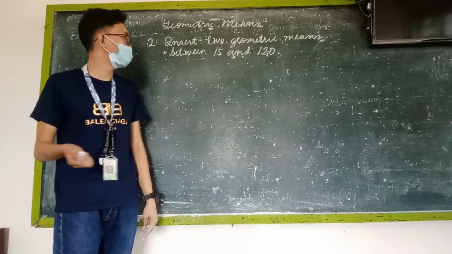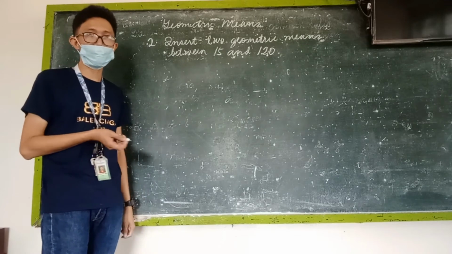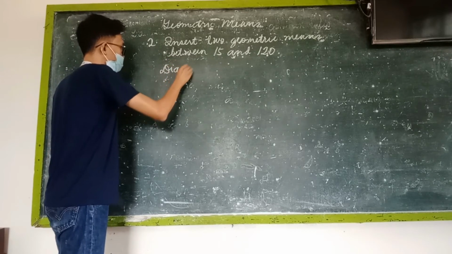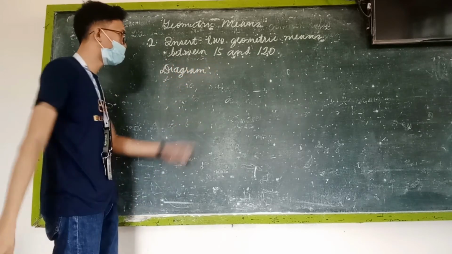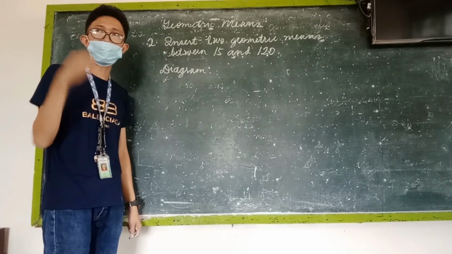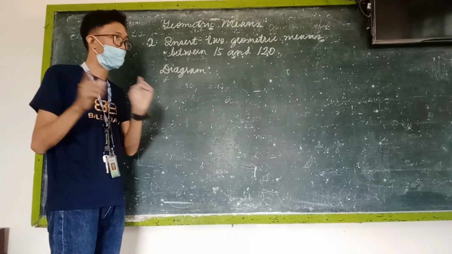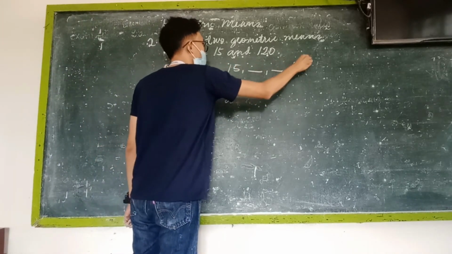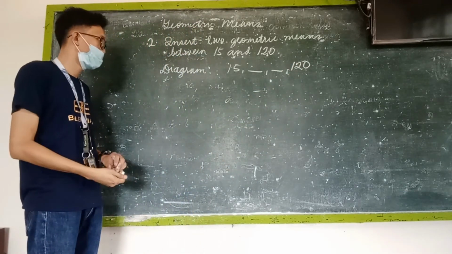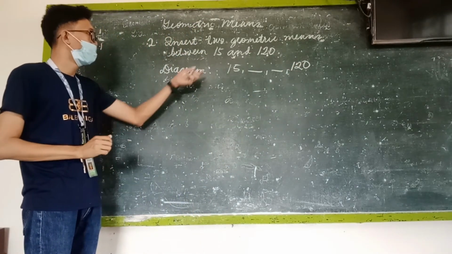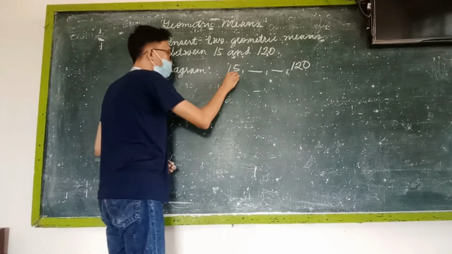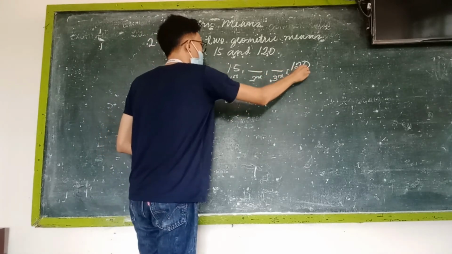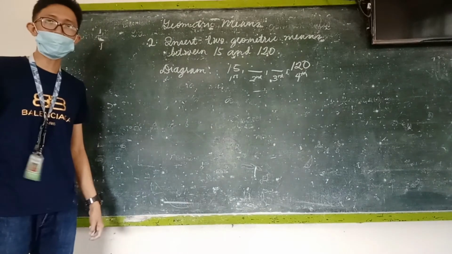Example number 2, insert two geometric means between 15 and 120. So what we are going to do is to have a diagram first. And the diagram states that we have to insert two geometric means. So meron dalawang number sa pagitan ng 15 at saka ng 120. So 15, blank, blank, then 120. Paano natin siya kukunin? So this is our first term. So hahanapin natin ang second term at saka ang third term, given ang fourth term natin is 120.